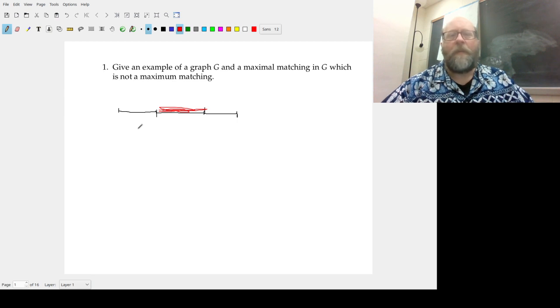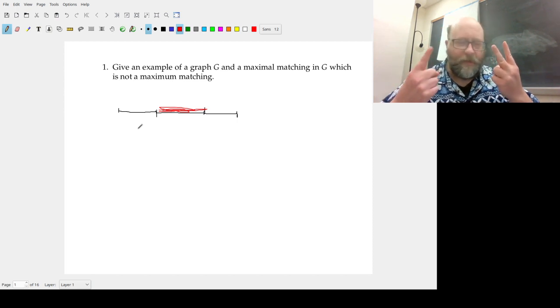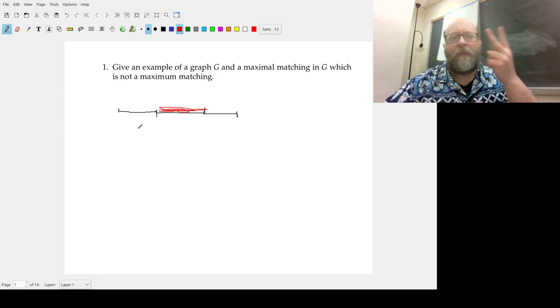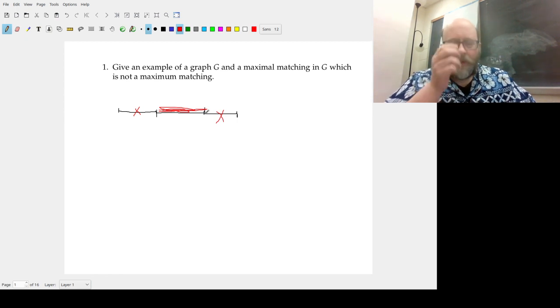But it's not maximum because I can come up with a completely different matching that has 2 edges instead of 1. And so the maximum I can have is 2 edges. This doesn't have 2 edges, so it's not maximum, but I can't increase this any. I can't add this edge, because then I'd have 2 edges sharing the same vertex. And I can't add this edge because I'd have 2 edges sharing the same vertex. So this is as big as this matching will get, but I have bigger matchings out there. So that's maximal, but it's not maximum.